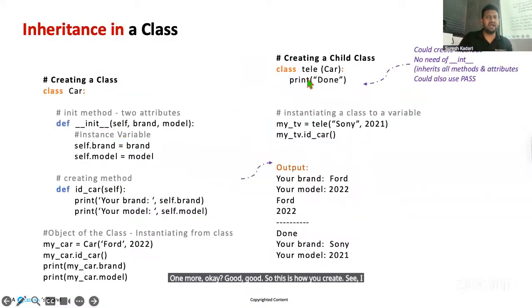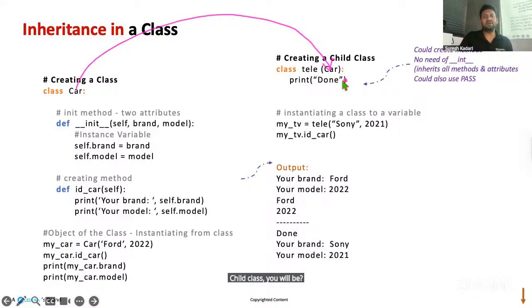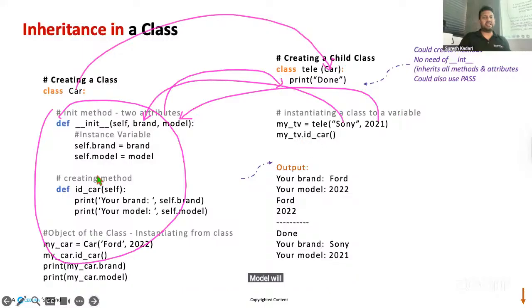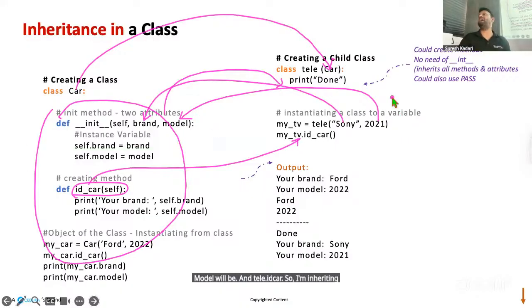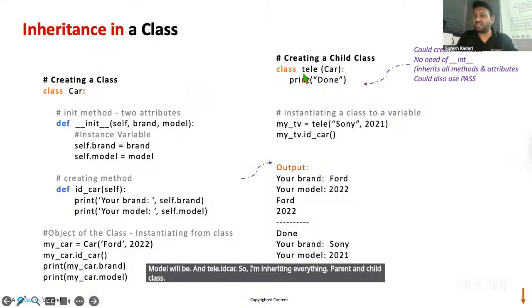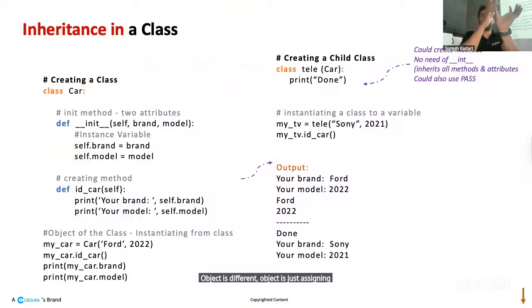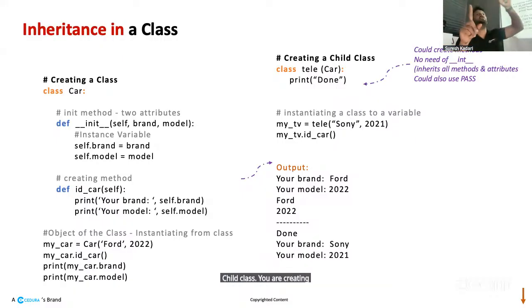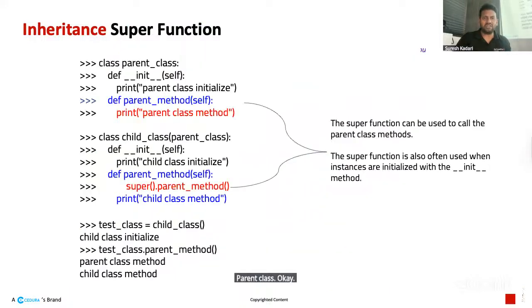See, I have a class, and I am creating a class tele, and to which child class will you belong? Car. That means all these things will be part of you. So tele, Sony 21, Sony will be the brand, model will be, and tele.id car. So I'm inheriting everything, parent and child class. Object is different. Object is just assignment, the assignment operator. Here it is a subclass, child class. You are creating a new class referring to the parent class. I don't think you will go that deep.